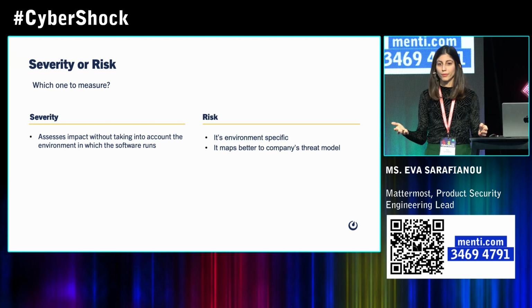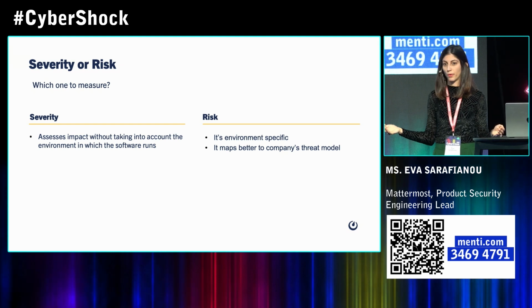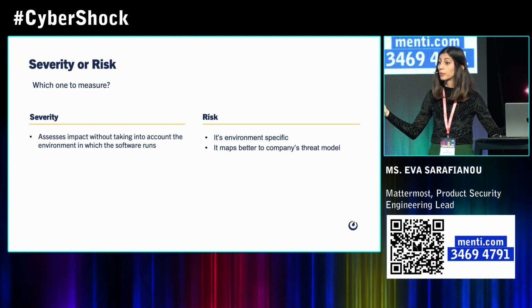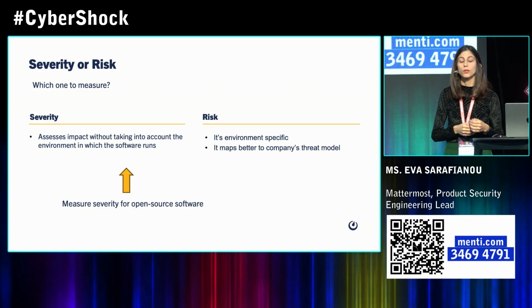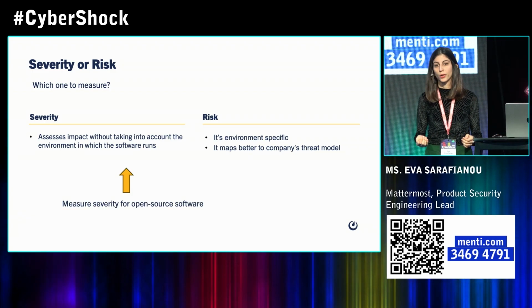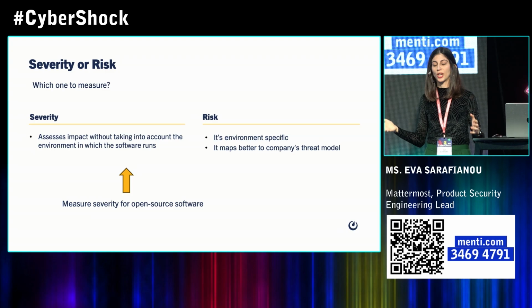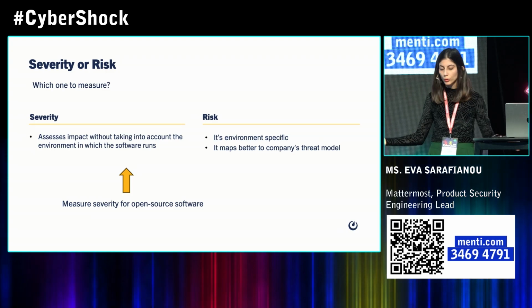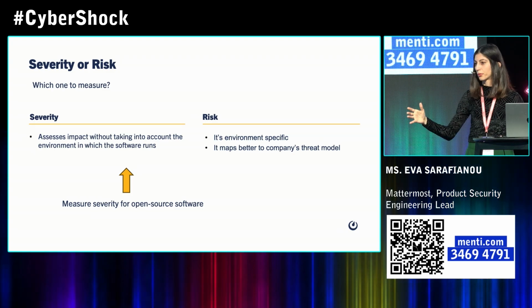Now, in the open source environment, we don't know where our software runs. The code is out there for anyone to use, and this is why we need to measure severity in open source software, which is actually taking the worst case scenario of an environment with no compensating controls, just this software runs and nothing else.